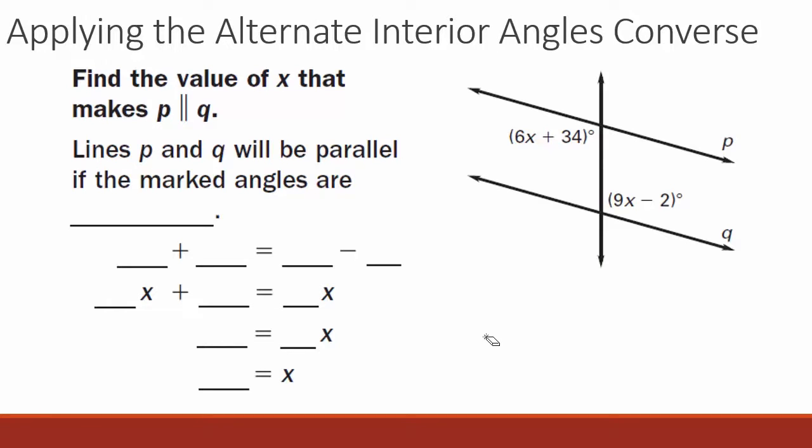Example number 2, applying the alternate interior angles converse. Find the value of x that makes line P parallel to line Q. The first thing I need to do when I'm trying to solve for x is figure out what is the relationship between these two quantities.